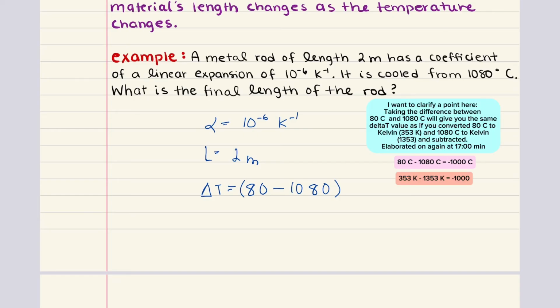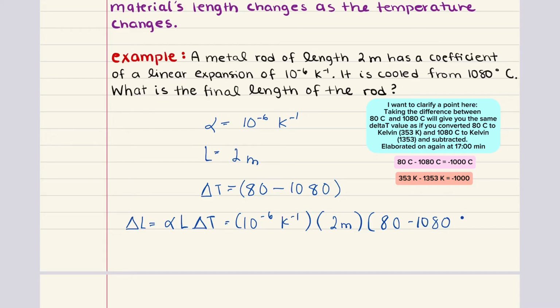Now that we have all these variables, we can just go ahead and plug it into our expression. Delta L is equal to alpha multiplied by L multiplied by delta T. This is equal to 10 to the minus 6 inverse Kelvin multiplied by 2 meters multiplied by 80 minus 1080.